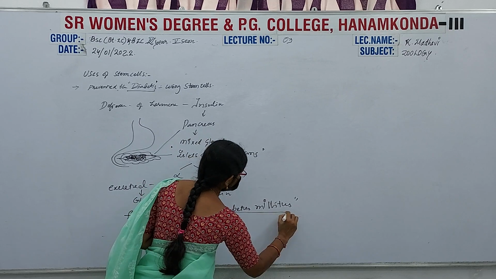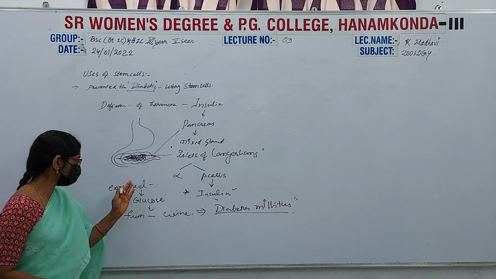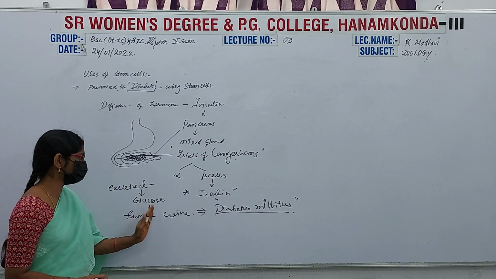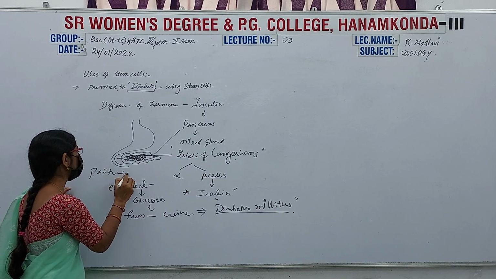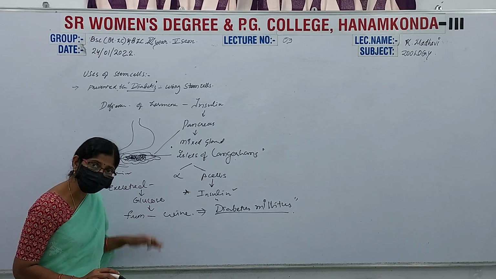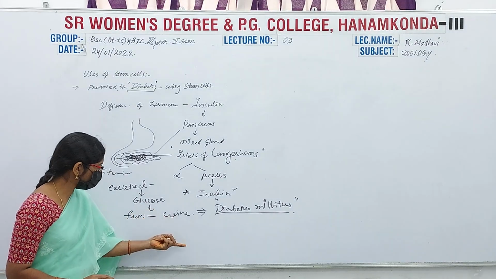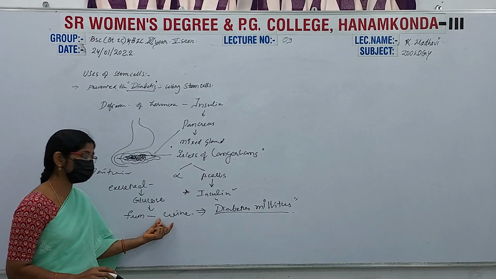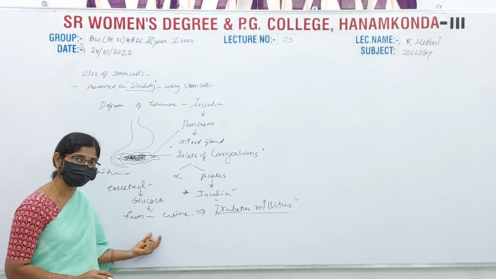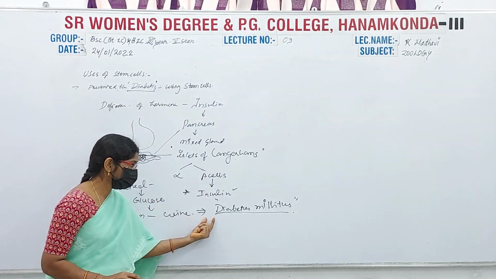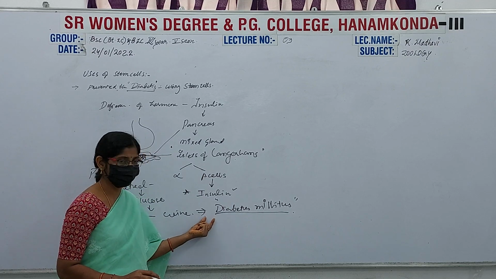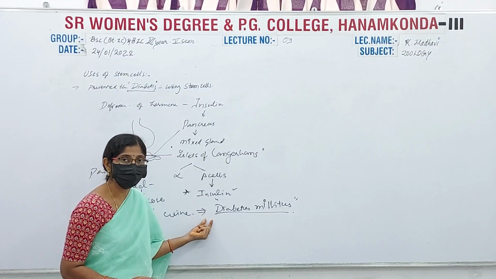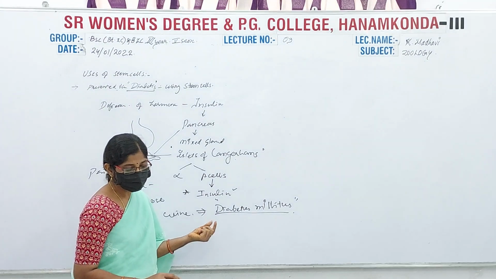Diabetes mellitus. The excess amount of glucose will be excreted in the urine. That is the patient's condition. Only then do we diagnose their urine and blood samples, and confirm that the person is suffering from sugar, or diabetes.